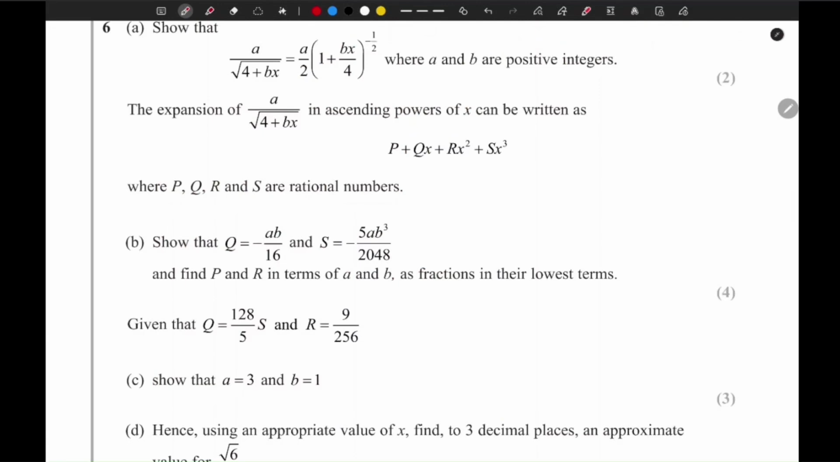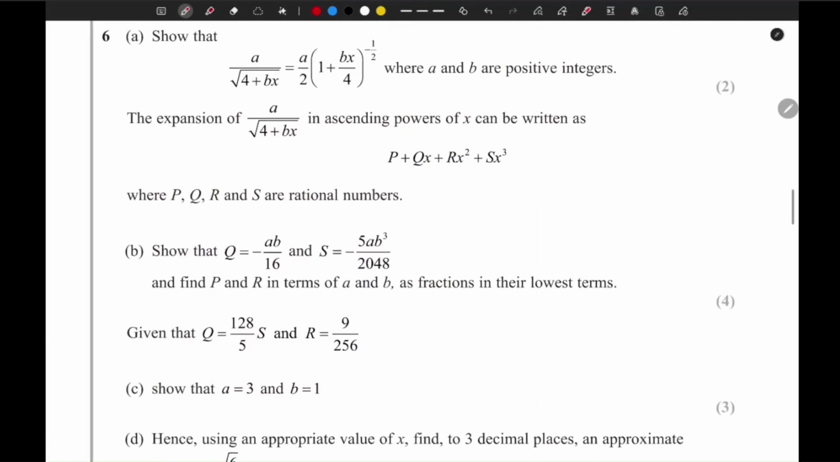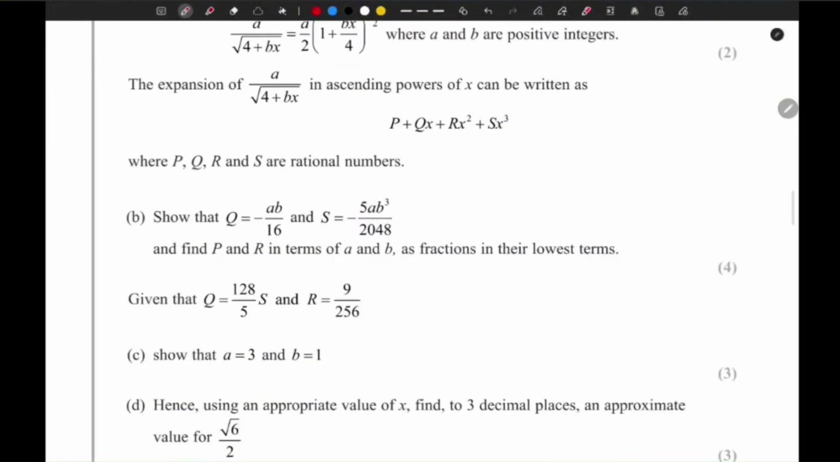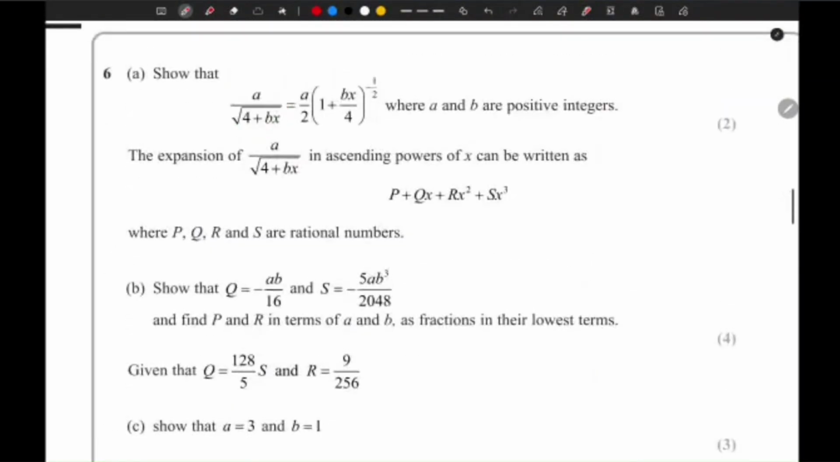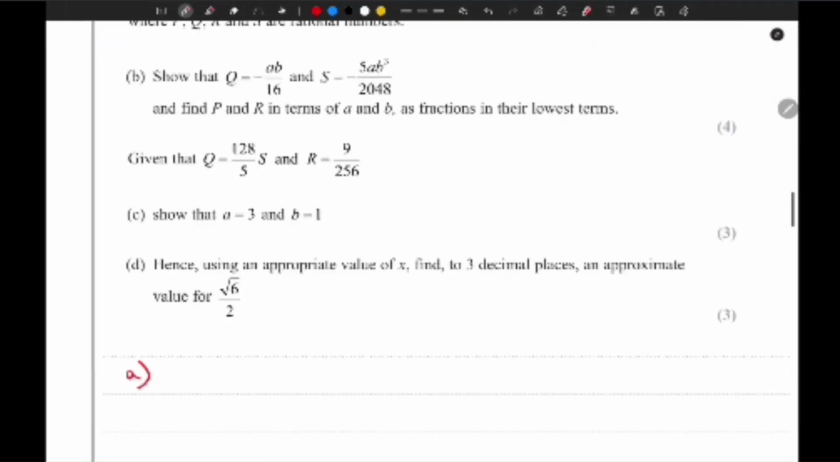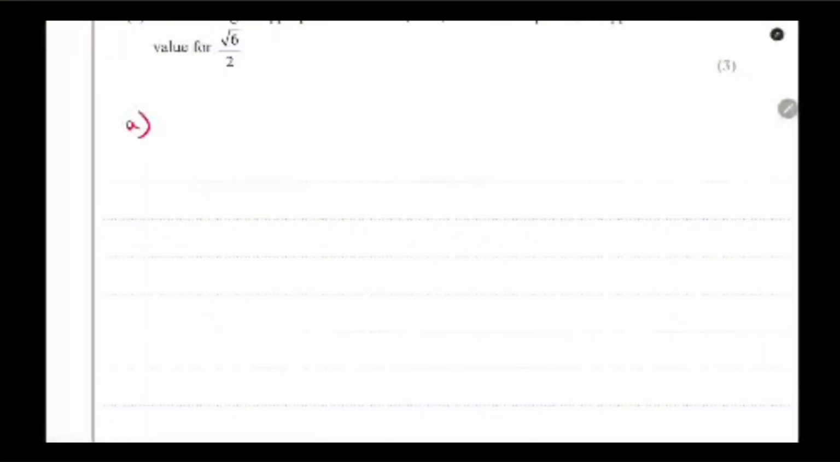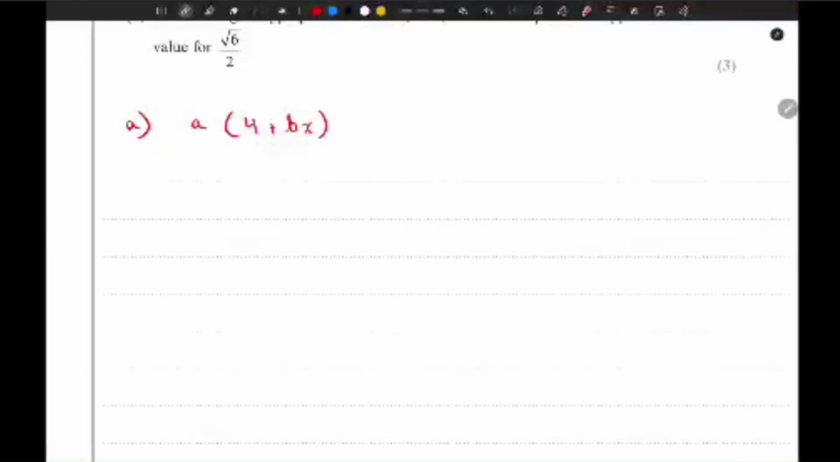Moving on to the next question, we need to show that this can be written like this. So first of all, we can write this as a divided by 4 plus bx to the power half. And if we bring this denominator to the front, we will get a times 4 plus bx to the power negative half.